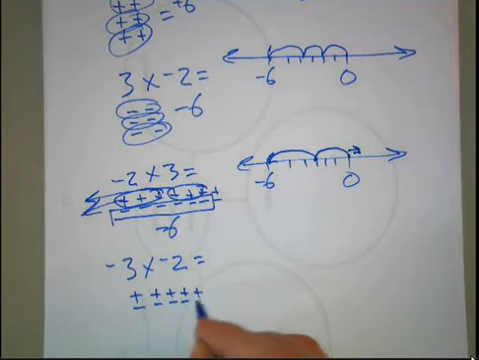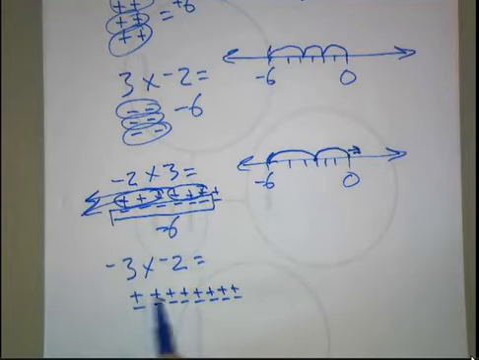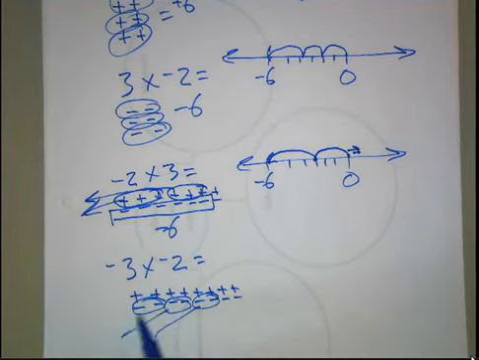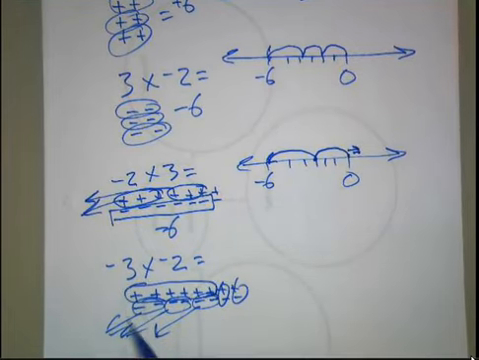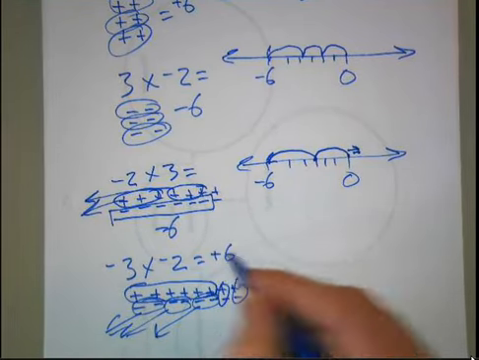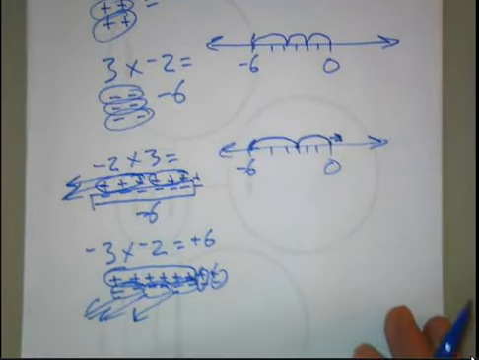Neutral pairs. That's right. You guessed it. I'm taking away 3 groups of negative 2. Negative 2, negative 2, negative 2. Off the board, off the board, off the board. 0, 0. What's the answer? Positive 6. So now I'm going to tell you the rules that go with this.